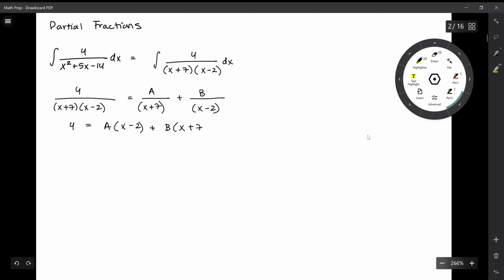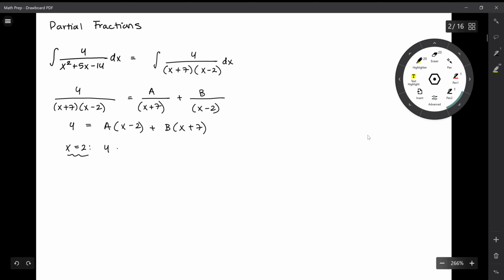times x plus 7. Now we're going to test out some points to solve for our variables. Here we can see that if we plug in a certain x value, one of the variables will zero out. That means we can then solve for the next one. So let's start. We have an x value right here. When x is equal to 2, this is equal to 0. So let's say x is equal to 2 here.